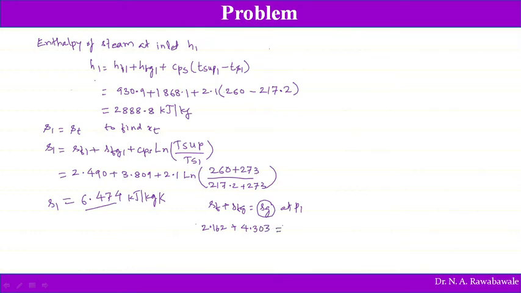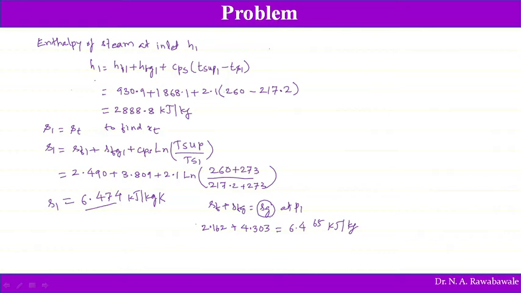So if we calculate this, this will be 2.162 plus 4.303. So this will be 6.465 kilojoules per kg. What does this indicate?